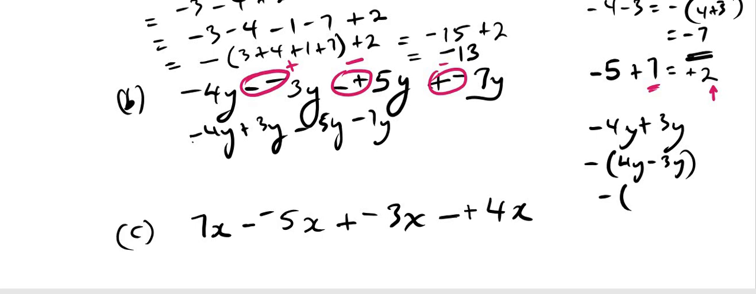4 minus 3 is what? 1. 4 minus 3 is 1, right? Good. You have 4, and you take away 3 of whatever quantity, whatever amount, whatever item I should say. So 4 apples minus 3 apples, 4 mangoes minus 3 mangoes will be 1 mango, right? So that will be 1y. How do you write 1y?